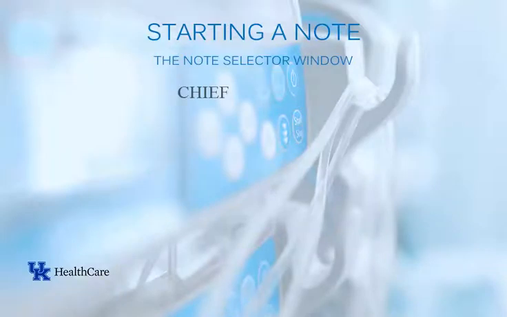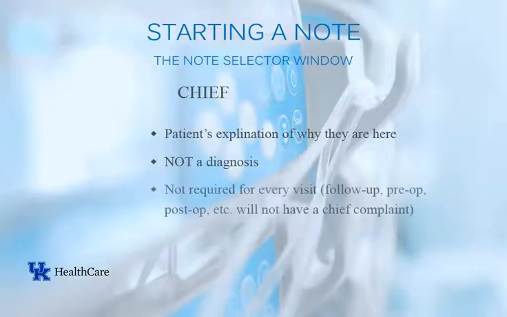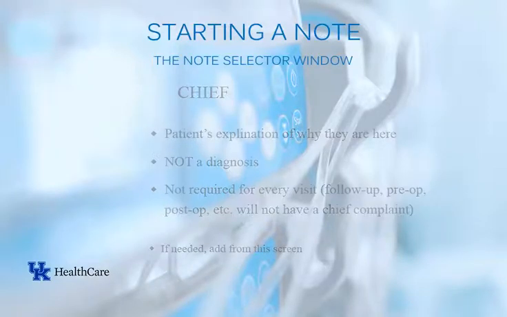A chief complaint in AEHR is the patient's description of what is wrong with them. This is not a diagnosis, but rather a complaint such as pain, fever, swelling, etc. Some visit types, such as follow-up visits, will not have a chief complaint. Therefore, chief complaint is not a required field. However, if you wish to add one, this is the easiest place to add it.